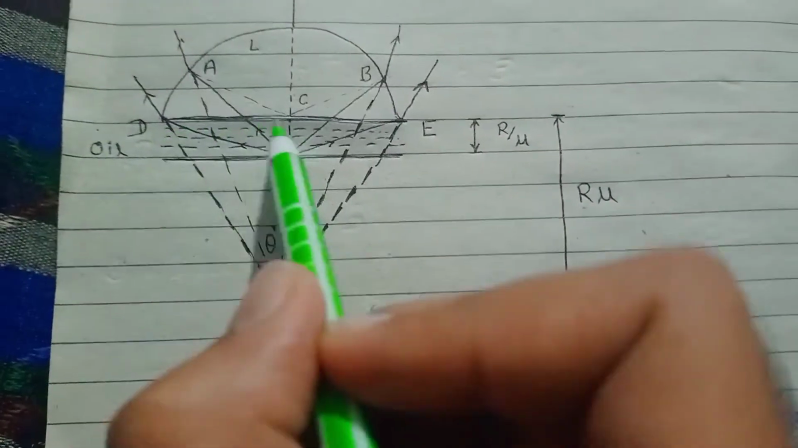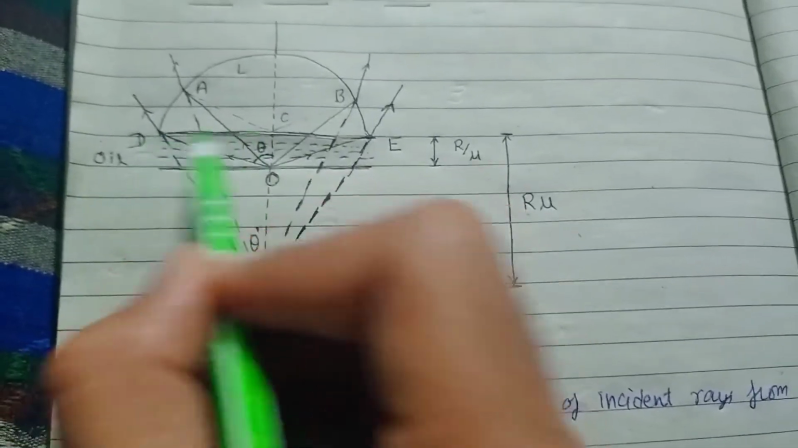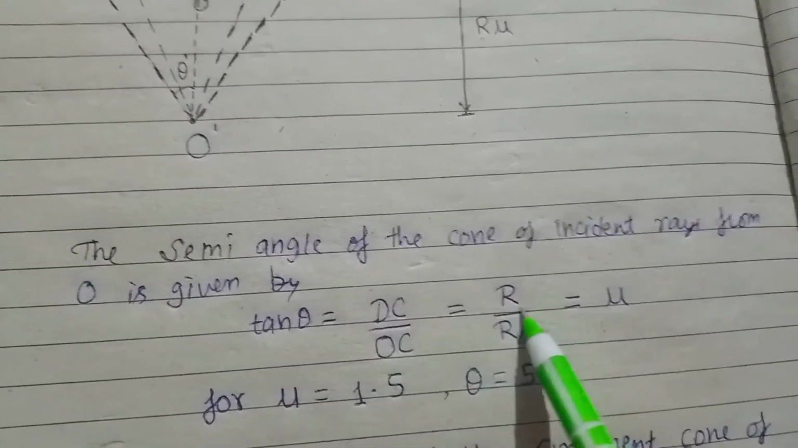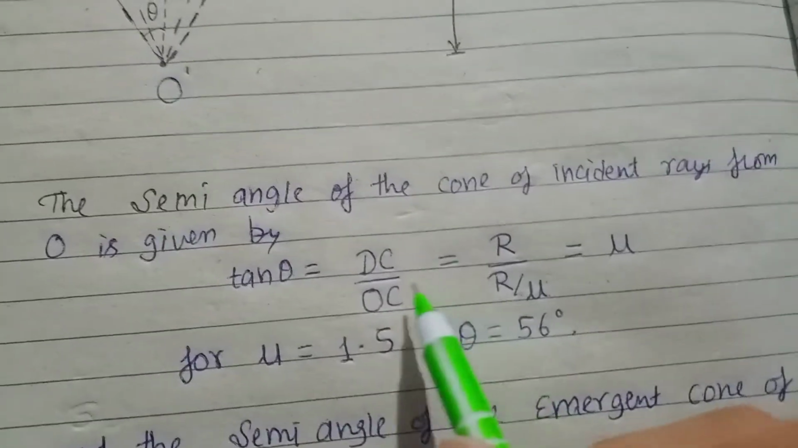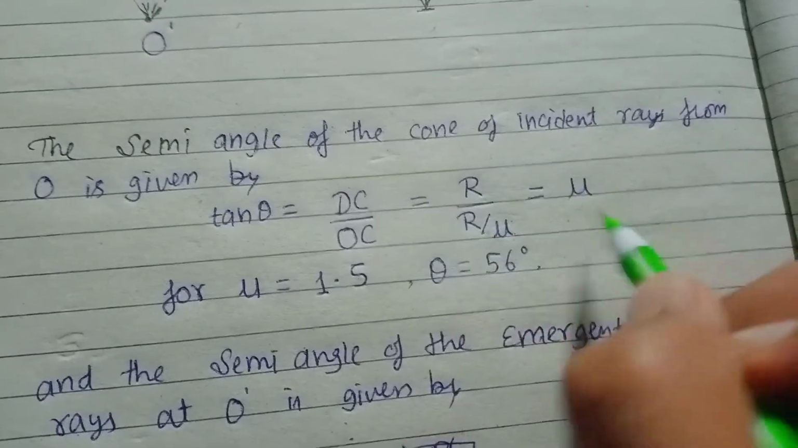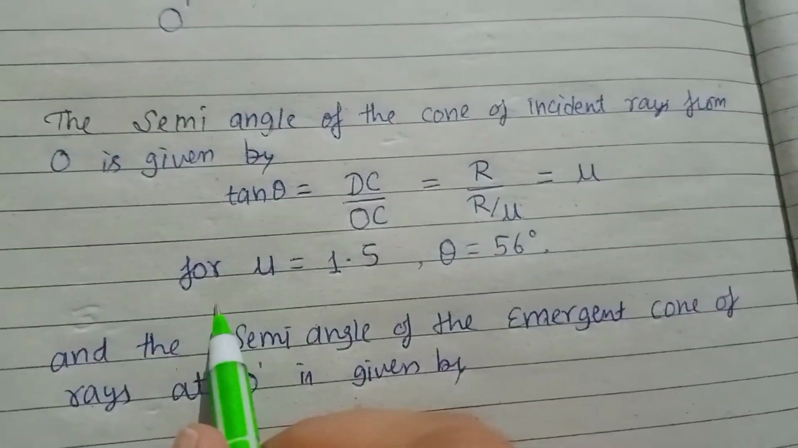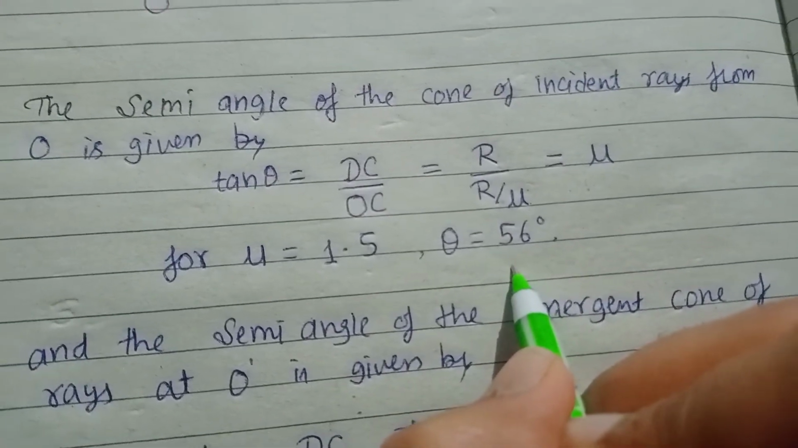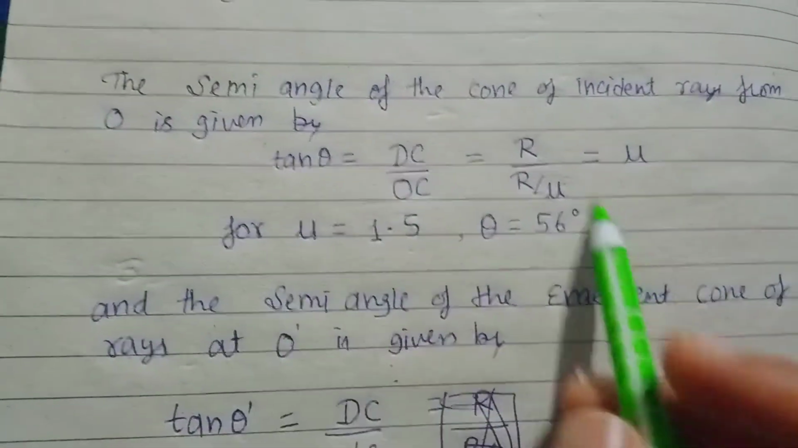We know that C is the center of this spherical surface and D is on the surface of the sphere, so DC is the radius of the spherical lens. In place of DC we can write R, and OC we have considered as R by mu. So R cancels R, and by reciprocal mu comes. So tan theta is equal to mu. Now for mu equal to 1.5, theta will be 56 degrees. We don't have to calculate it, we just have to remember it.